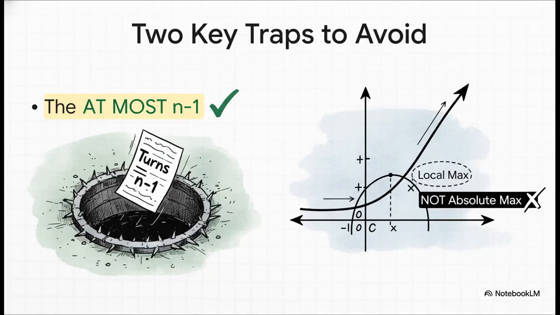So, let's lock in these 2 key takeaways to avoid those traps. First, always, always, always remember the magic words "at most." It's a maximum, not a promise. And second, keep in mind that odd degree graphs, the ones that shoot off to both positive and negative infinity, they'll have local hills and valleys for sure, but they can't have an absolute highest or lowest point.